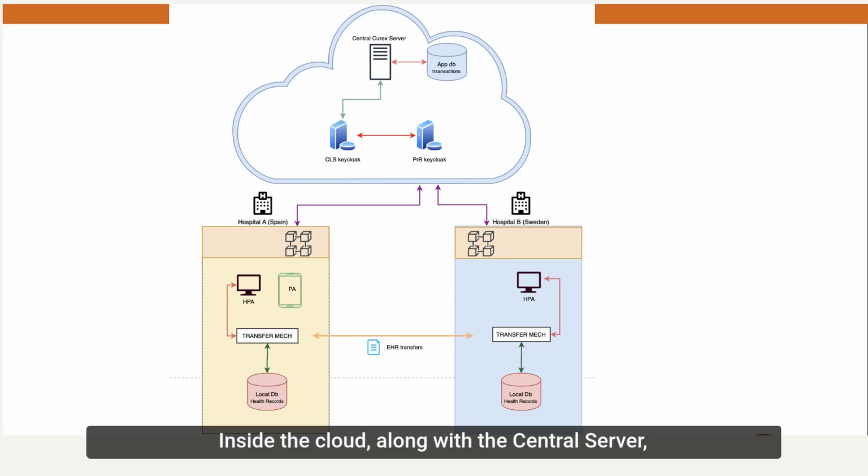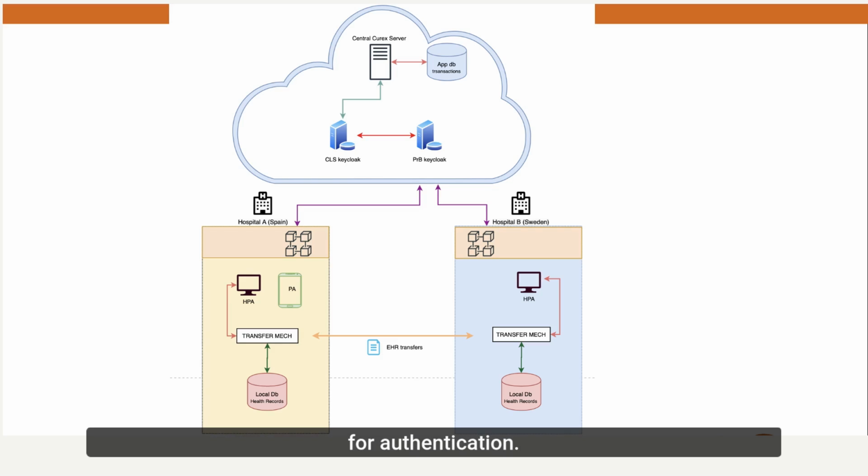Inside the cloud, along with the central server, there is also the authentication server and the application database. The application database contains only the medical exchange request information and all the user application settings. For the authentication purposes, we will use the Red Hat Keycloak server as the authentication server. Two Keycloak instances exist, one for the HPA and PA functionality and one for the blockchain. The HPA and PA Keycloak instance contains the user credentials as well as their personal details required for authentication.